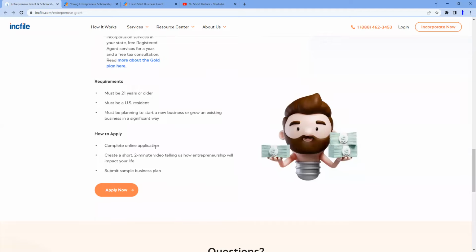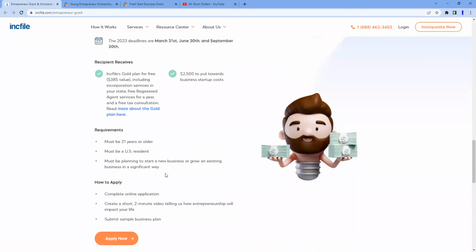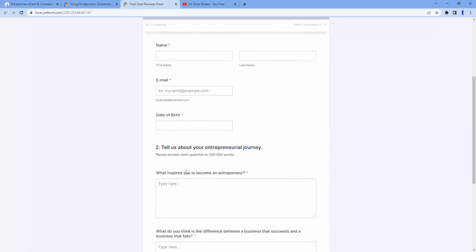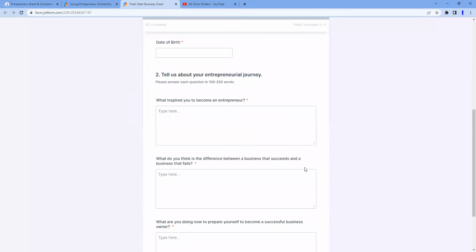Things you have to do is complete the online application, create a short 2-minute video telling them how entrepreneurship will impact your life, and create a sample business plan. The application for that is the same as the one for the young entrepreneurs. The only thing they're looking for is the basic information, and the question, what inspired you to become an entrepreneur? Now, listen, this is 21 and up.